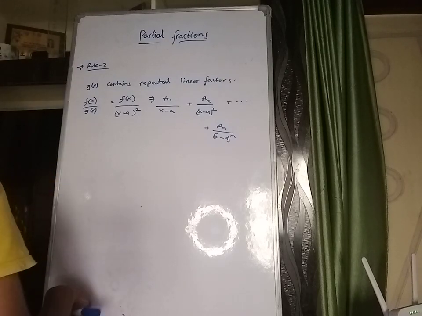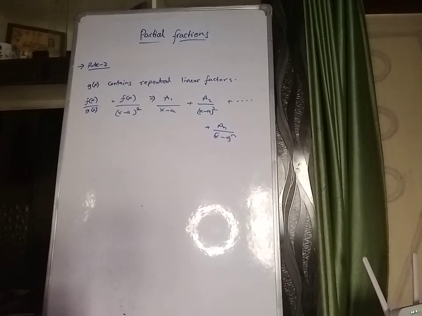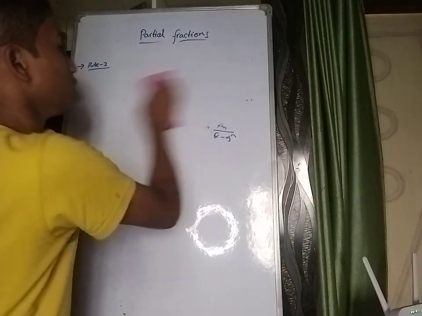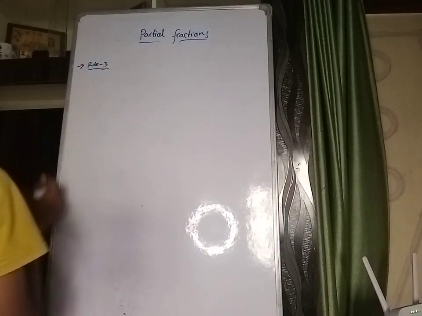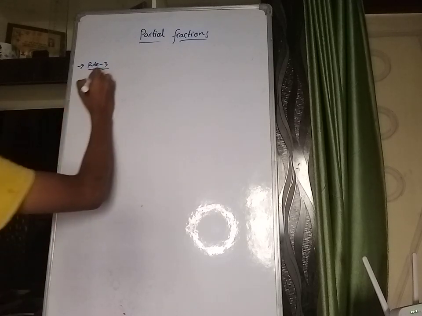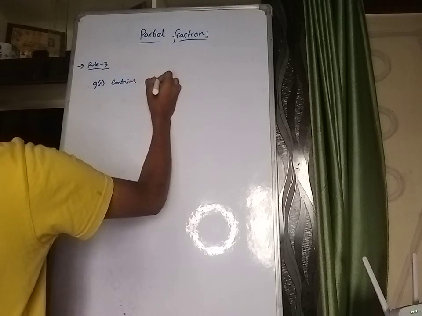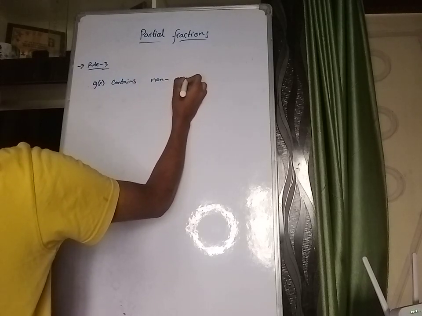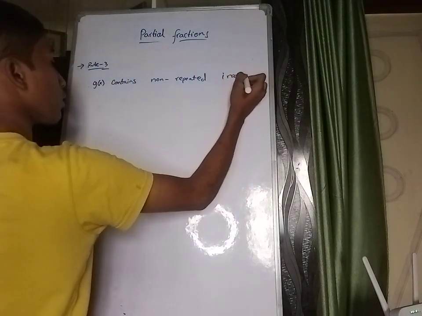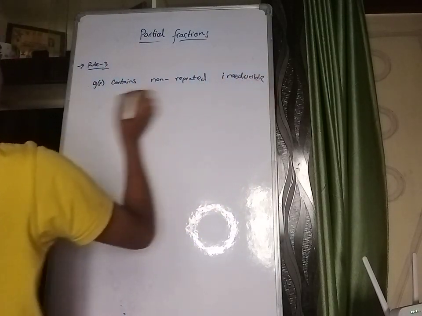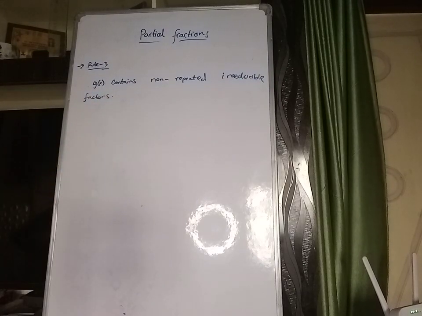Now let's talk about the third rule. Rule 3. So rule 3 is nothing but g of x contains non-repeated irreducible factors.